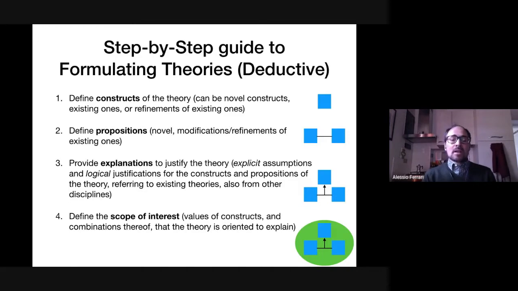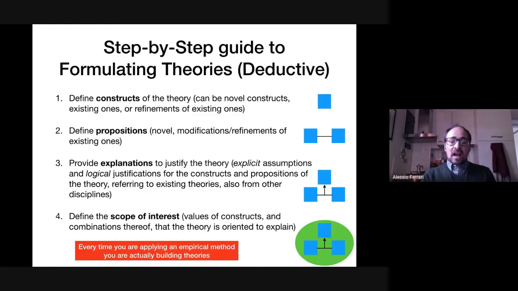And finally, define the scope of interest. The fourth element is the values of the constructs and their combinations that the theory is oriented to explain. We will see that there is a difference between the scope of interest and the scope of validity. But here we are interested in what we are oriented to explain with our theory.